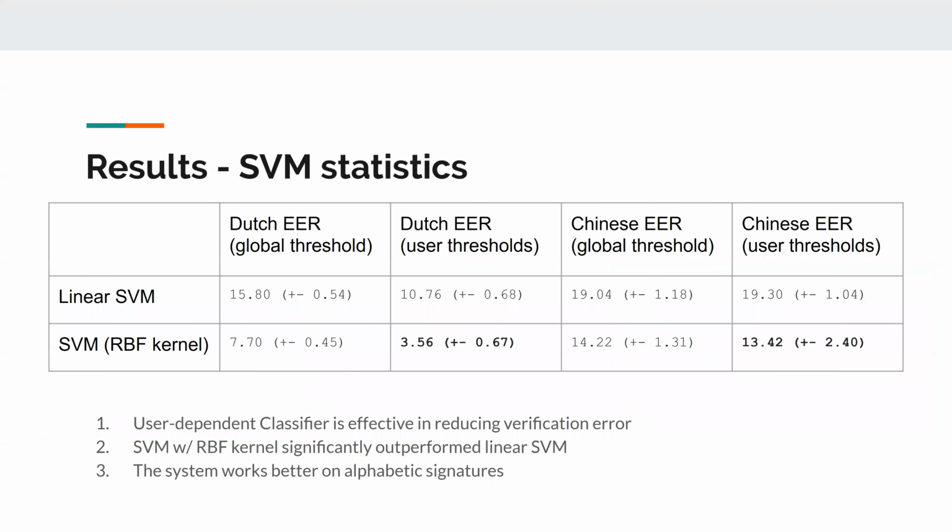Next page is the evaluation of our signature verification system. We calculated the FRR, false rejection rate, FAR, false acceptance rate, and EER, equal error rate, which is the error when FAR is equal to FRR. For both Chinese and Dutch signatures, the best performances are achieved by using SVM with RBF kernel and user-specific thresholds. That means user-dependent classifiers are effective.